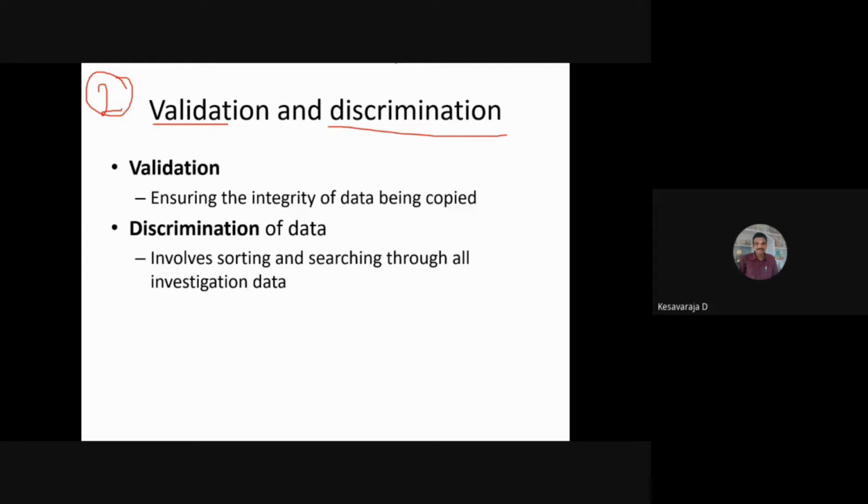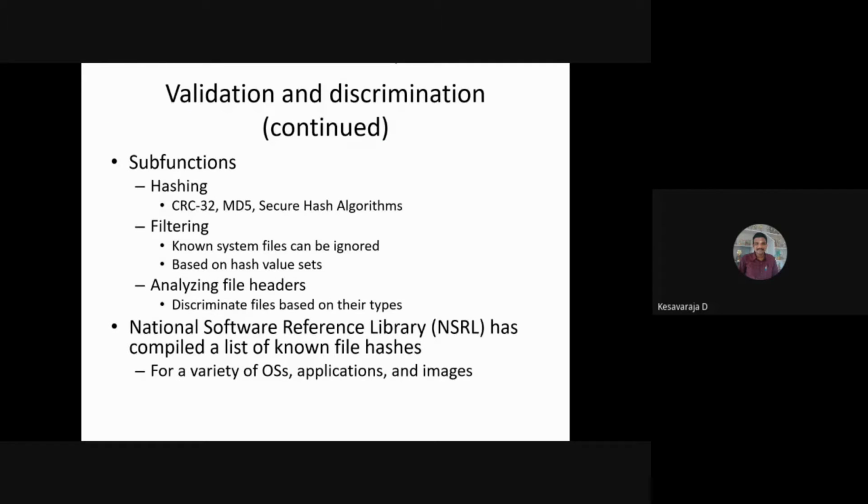The first step is copying data into an image file. After creating the image file, open it in FTK Imager or any image viewer. Then you can ensure the integrity of the data. After that, you can sort it and perform keyword searching. In validation, the first and foremost function uses CRC32 or MD5, message digest 5, or any other secure hash algorithm, such as SHA.